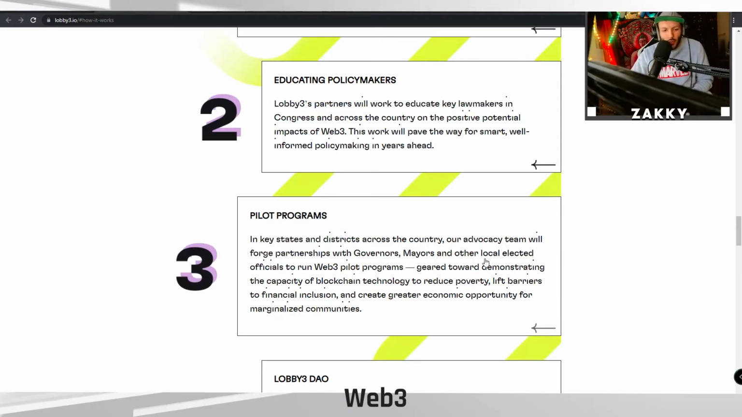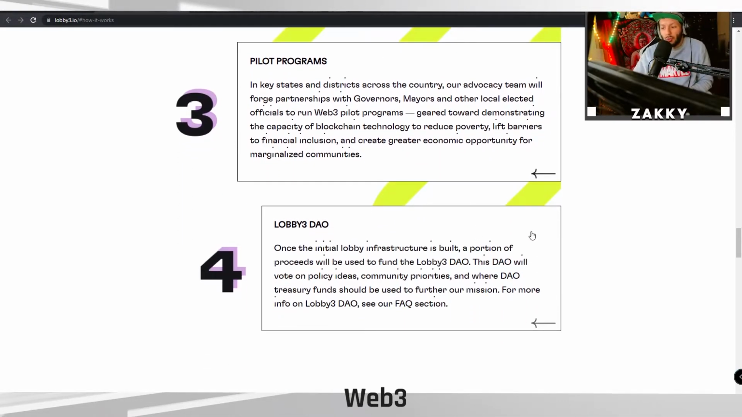to come down to the local communities to really push the needle as well when it comes to Washington, right? We need to see local policymakers and we need to see local mayors, governors, etc., really actually understand, not just say yes, but actually understand and therefore advocate for Web3 themselves. That would be big. Lobby 3 DAO.